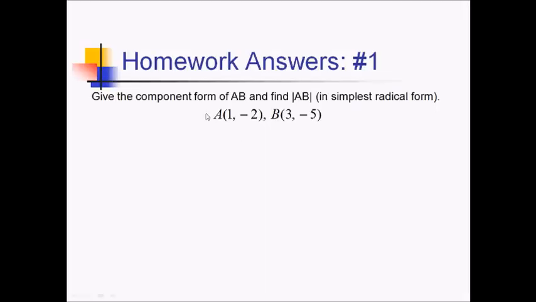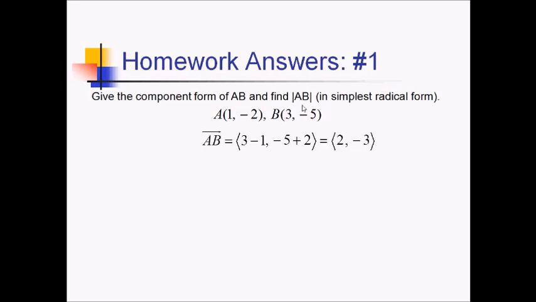For this problem, we want the component form of A to B, and then the absolute value or magnitude of the vector AB in simplest radical form. So to get the component form, we need to do x2 minus x1, comma, y2 minus y1, so 3 minus 1. And then we also need negative 5 minus negative 2, or plus 2. So that gives us the component form of 2, comma, negative 3.